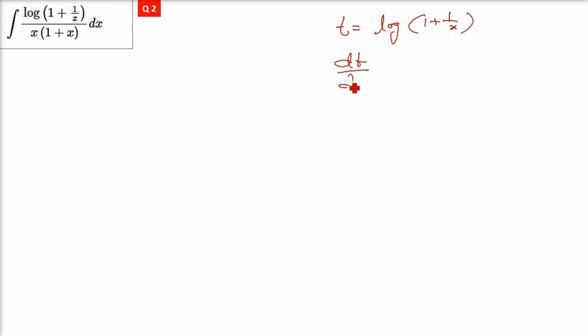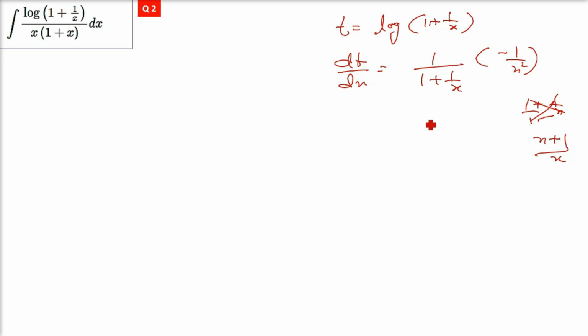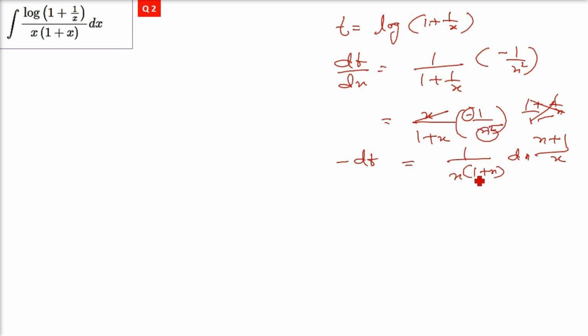When we differentiate this, dt by dx is going to be 1 by 1 plus 1 by x, first thing. And the differentiation of 1 plus 1 by x: 1 will be 0 and 1 by x is negative 1 by x square. 1 plus 1 by x will be x plus 1 by x, and this is in the denominator. When it goes to the numerator, it will be x by x plus 1 multiplied by negative 1 by x square. So one of the x will get cancelled. Negative dt is going to be equal to 1 by x times 1 plus x, and of course dx is in the numerator.